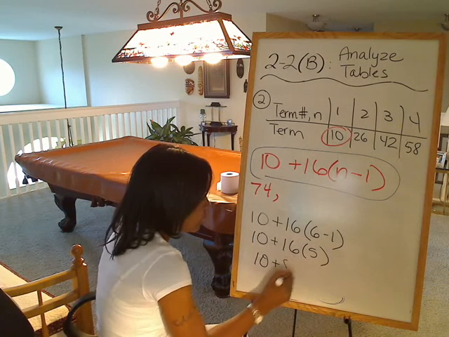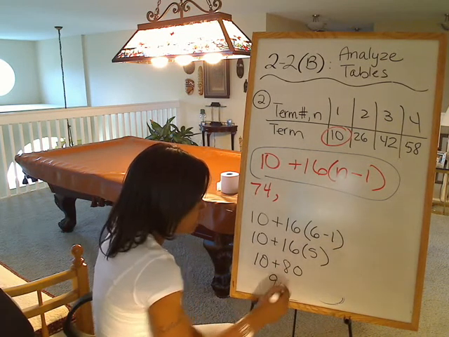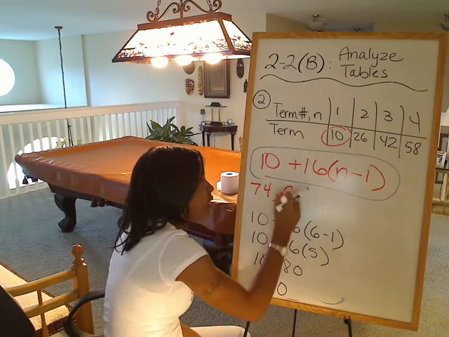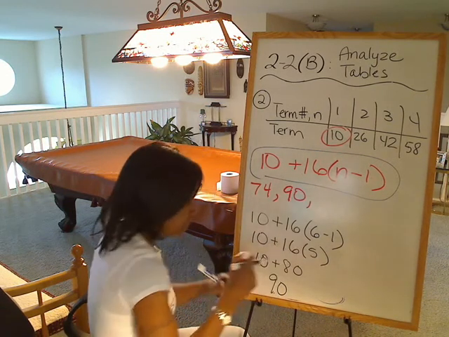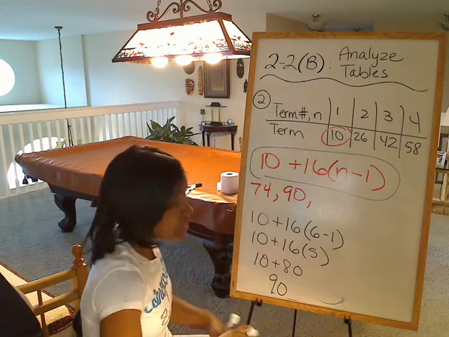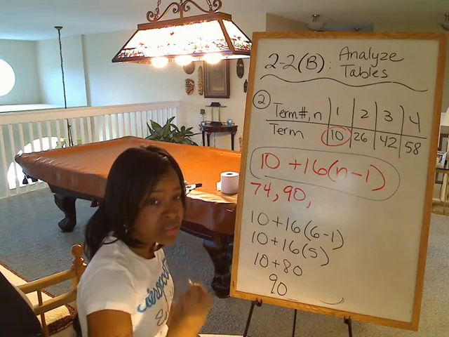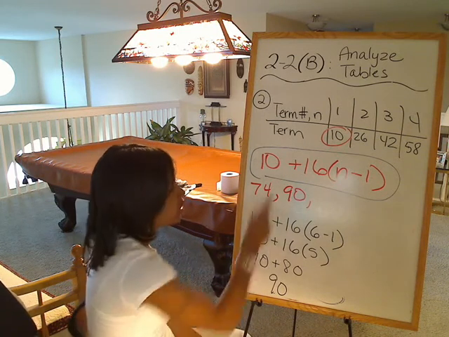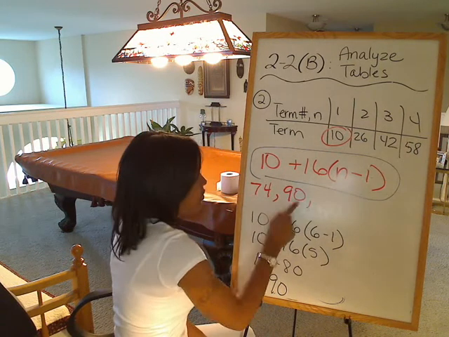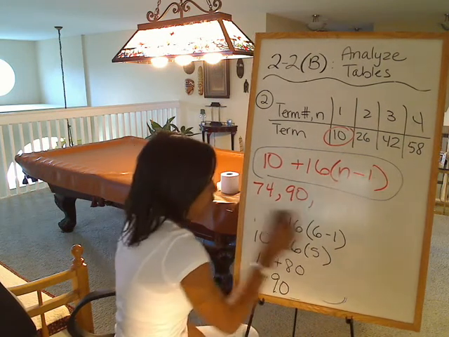80. 10 plus 80 is 90. So that's the next answer. The next term in this sequence is 90. Now let's find the 7th term. Remember, they asked us to find the next 3. So this is 1, 2, 3, 4, 5, 6, and we're looking for the 7th one.